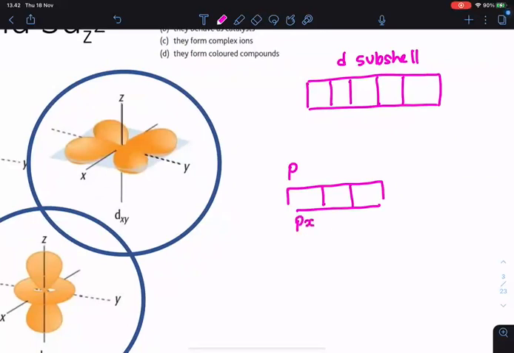That's why maybe some of you are very aware about this: px, py, and pz. Each of px, py, and pz will have their own shape. The shape is going to be a dumbbell shape, something like this. The screen is not seen again, hold on. I will share the screen again.